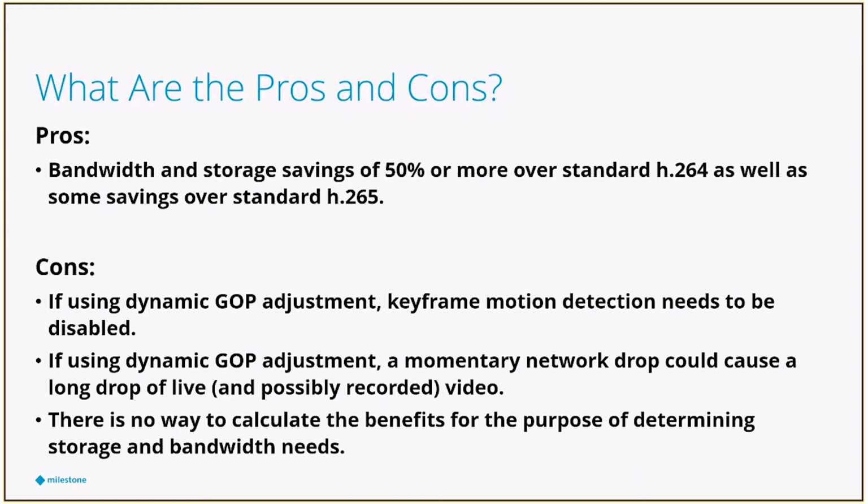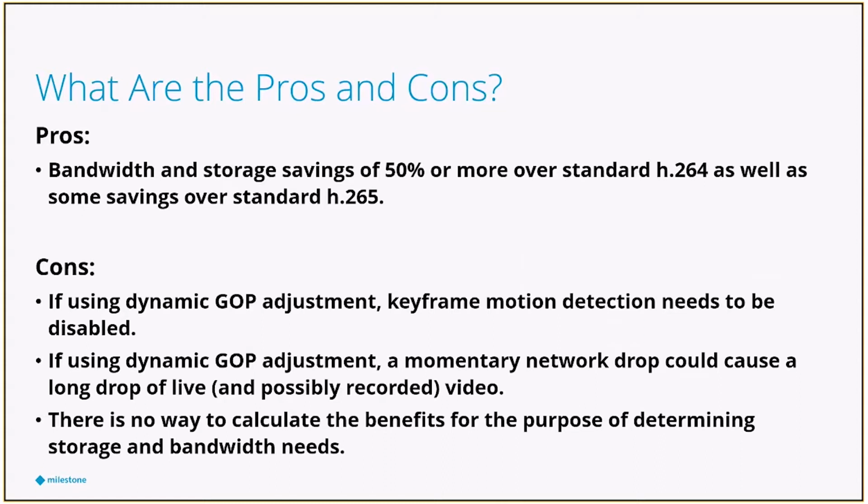The cons, for those who are a little more familiar with our software. So if you're using a dynamic GOP adjustment, by default in our software, we do motion detection on just the keyframe. So typically we're detecting motion once a second. If you're doing a dynamic GOP, then it's best to not detect motion just on the keyframe, because if your GOP is dynamically adjusting out to 5 seconds or 7 seconds, that means you're detecting motion only once every 5 or 7 seconds, which isn't very good for motion detection.